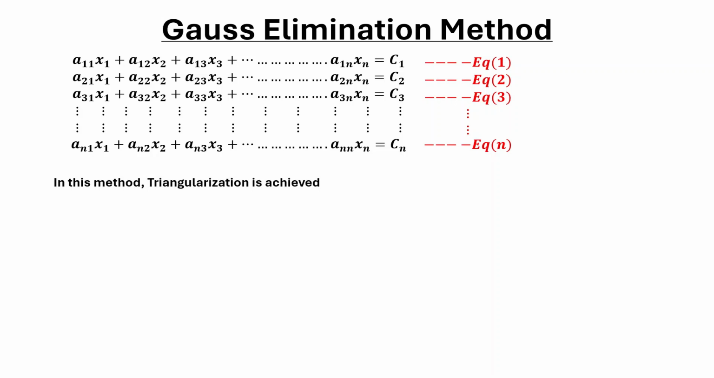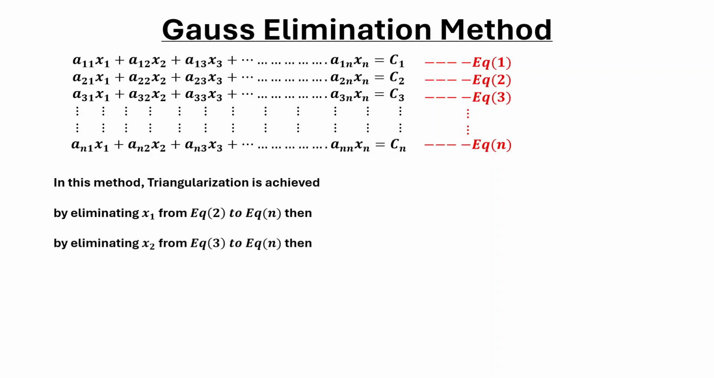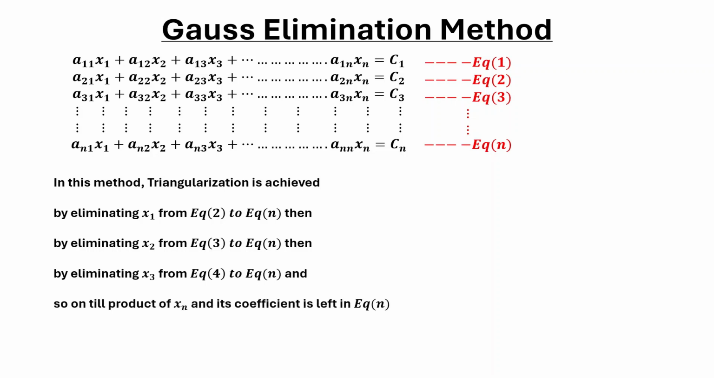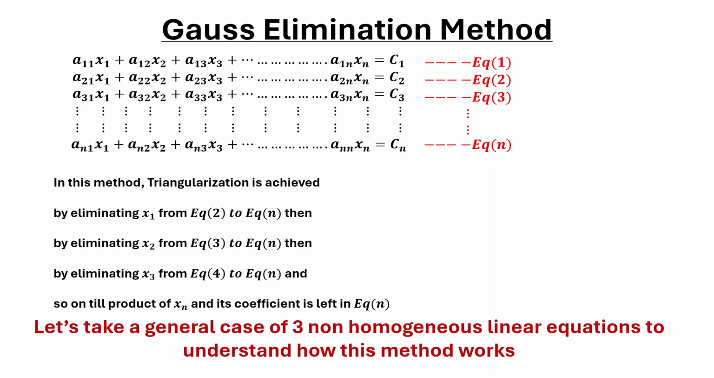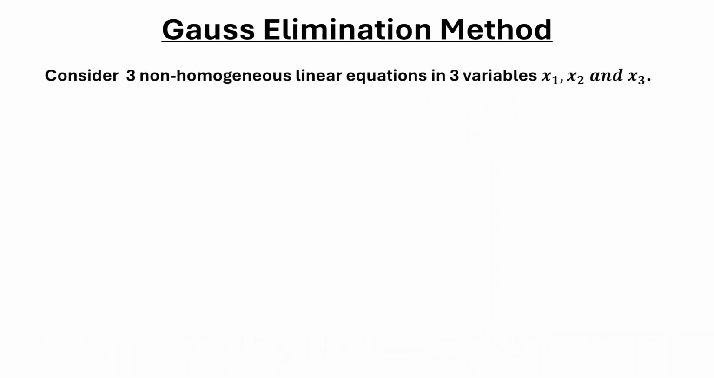In this method, triangularization is achieved by eliminating x1 from equation 2 to equation n, then by eliminating x2 from equation 3 to equation n, then by eliminating x3 from equation 4 to equation n, and so on till product of xn and its coefficient is left in equation n. Let us take a general case of three non-homogeneous linear equations to understand how this method works.